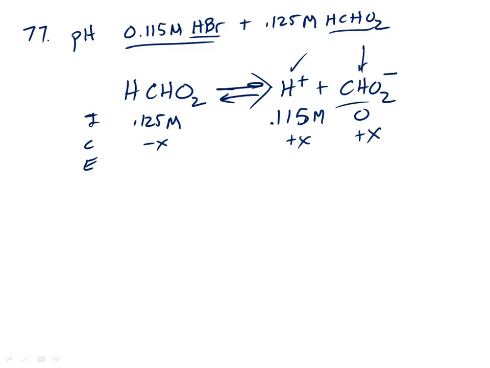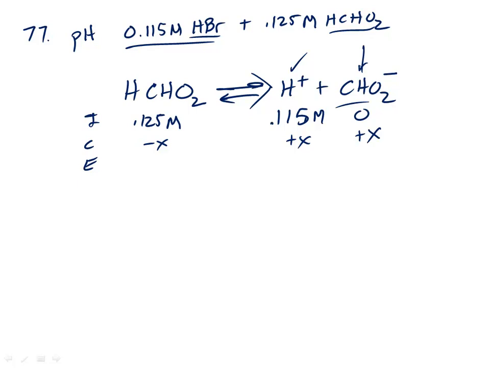Sometimes, if they had given us some formate ion to begin with, maybe the reaction is going in reverse. And you would have had plus X for the formic acid and minus X for the two products. So you've got to be careful. We didn't have K to compare Q to, though. But if Q is equal to 0, Q is always less than K.